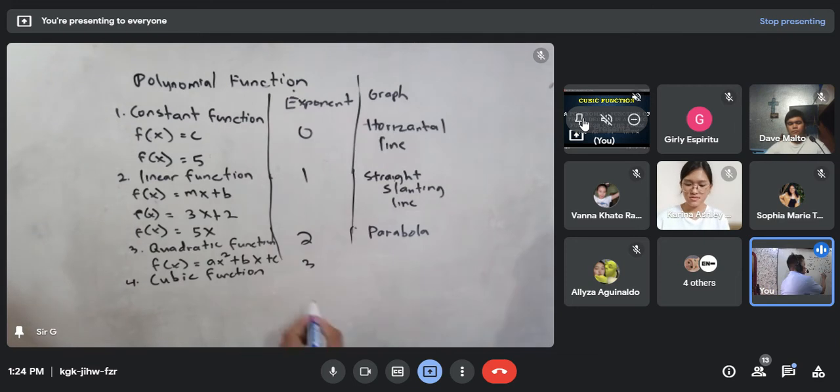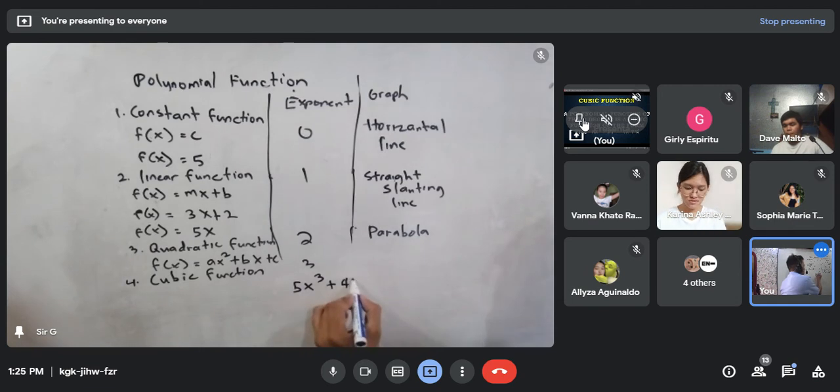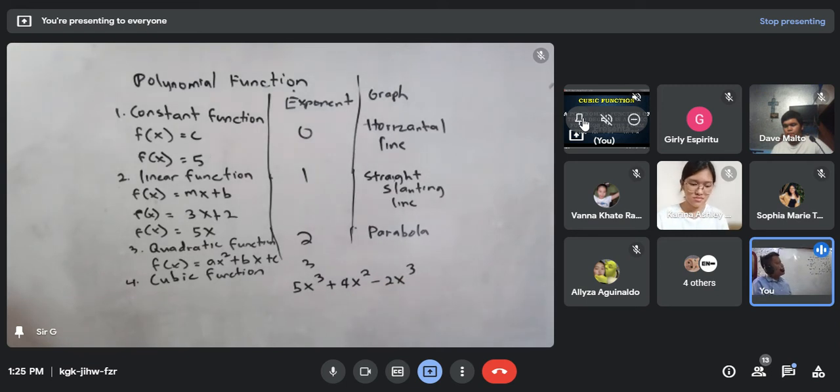Okay, nakakita kayo ng ganito. Okay, so 5x cubed, mga ganyan, di ba? Plus 4x squared minus 2x cubed. O ito, is this a cubic, quadratic, linear, or constant? 5x cubed plus 4x squared minus 2x cubed. Cubic, quadratic, linear, or constant?